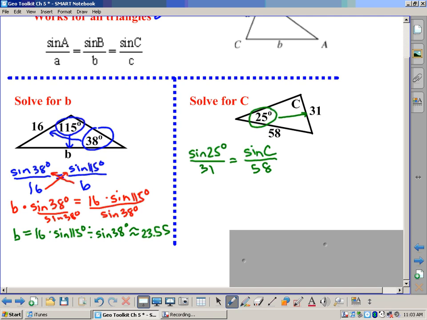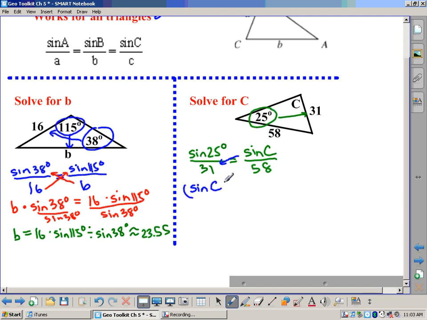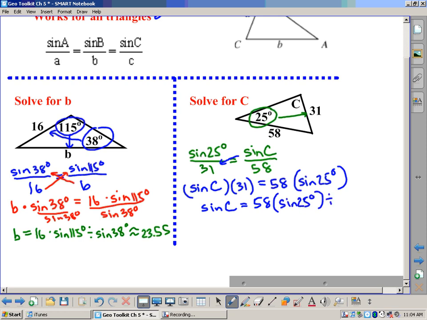So we can go ahead now and cross multiply. So when we do that, we would get sine of C times 31 would equal 58 times sine of 25 degrees. Then what we're going to do is go ahead and divide by 31 on both sides. So sine of C equals 58 times sine of 25 degrees, and then divide by 31.